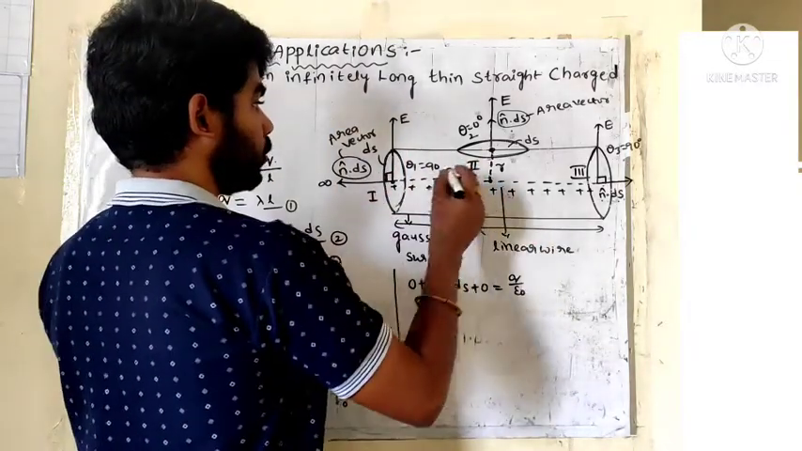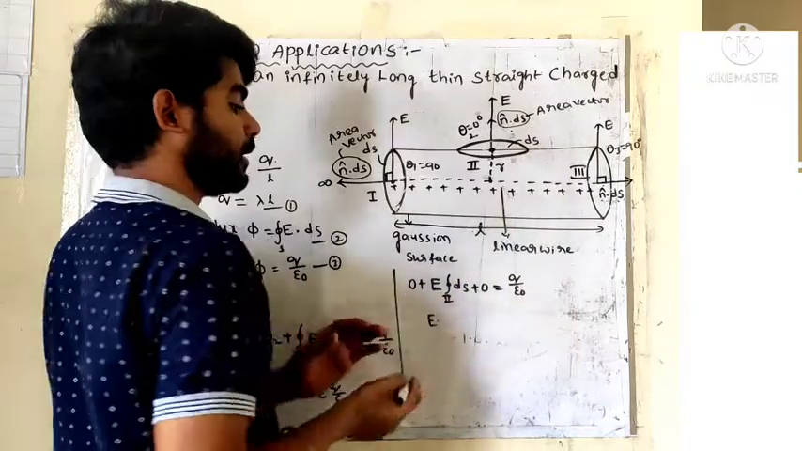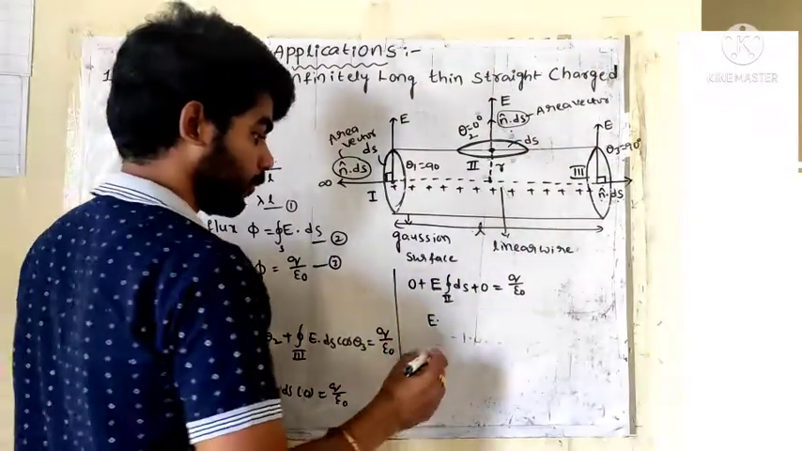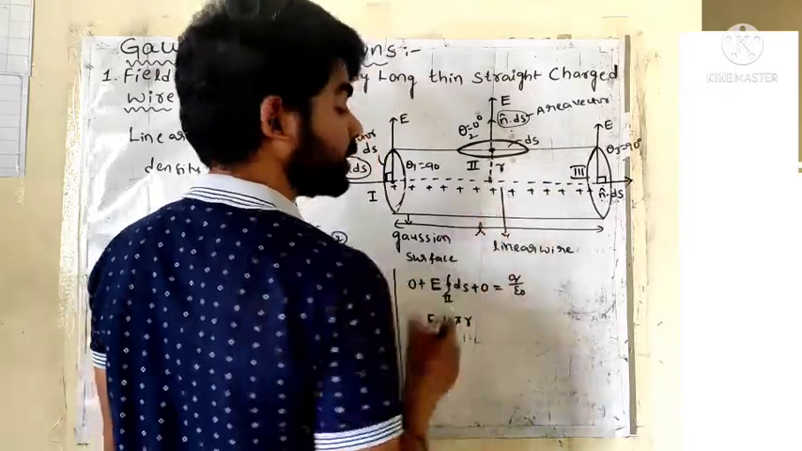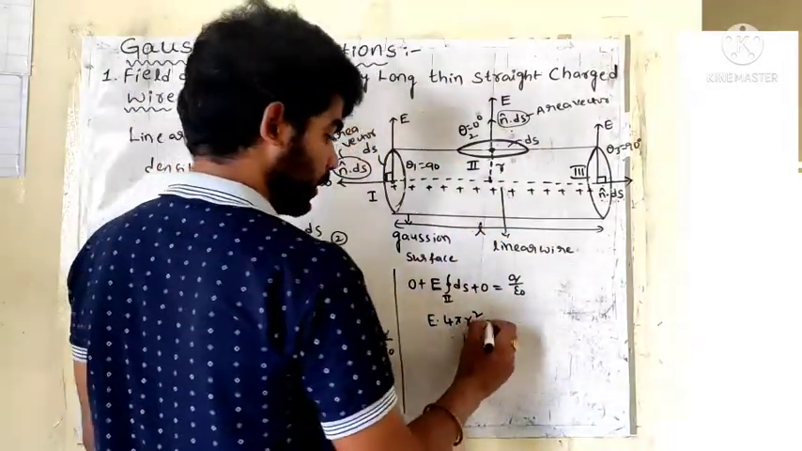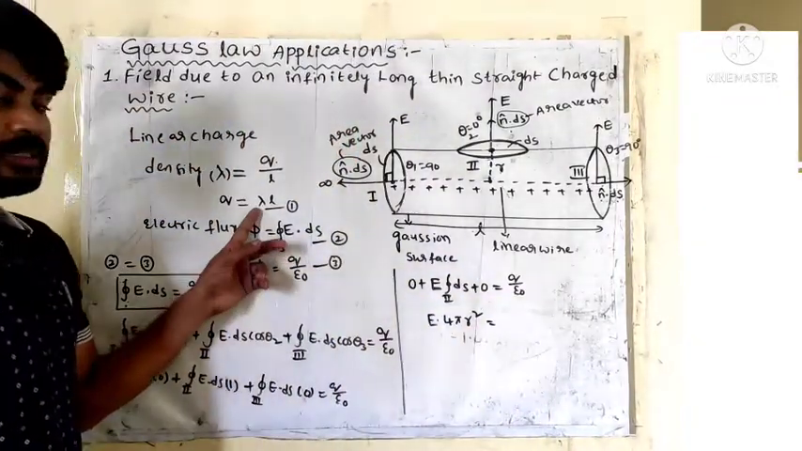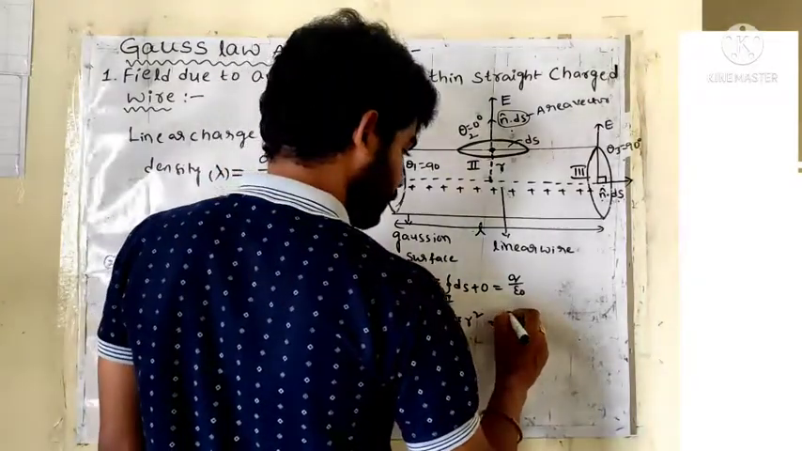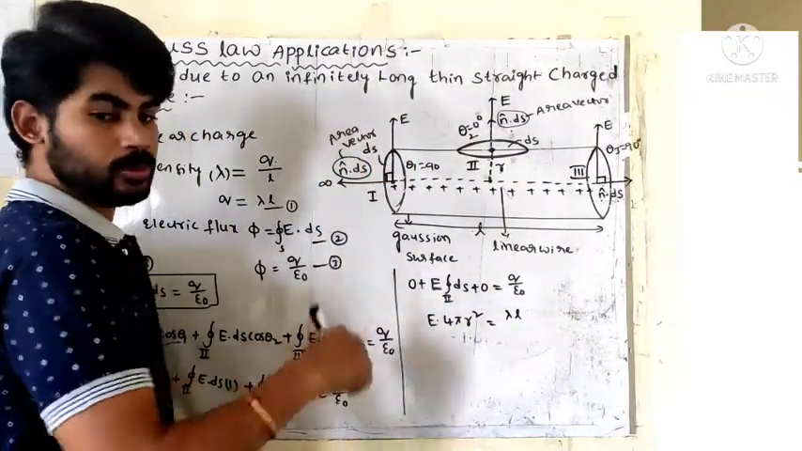Now, how much is this total surface area? The total surface area is 4 pi r square, because the radius is small r, that's why 4 pi r square. And q is equal to, what is that q value from equation 1? Lambda L.